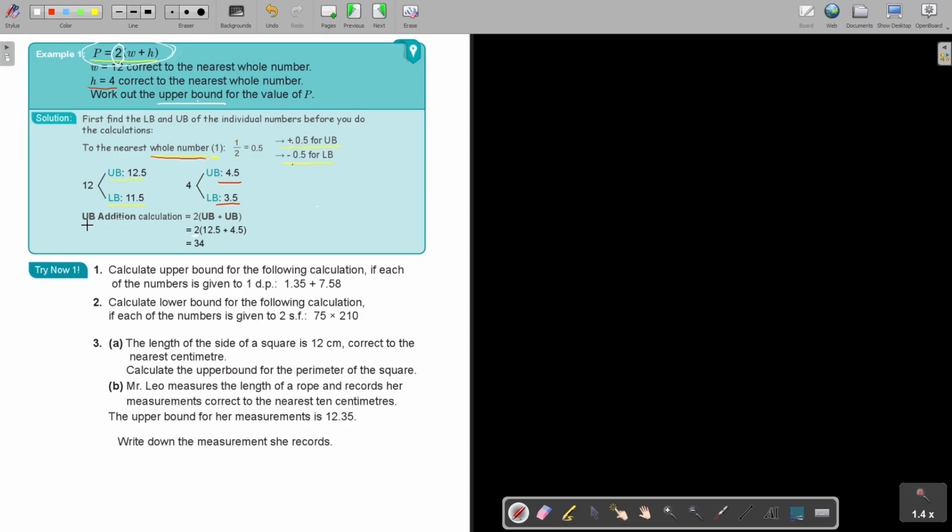If I want the upper, then I just go upper plus upper. It's almost in a parallel movement. Do you see that? So I will just say 12.5 plus 4.5, the two uppers, and I just multiply it with 2, and I get 34. This is very nice because it's an exact number. If it's not an exact number, leave it unapproximated. That I see from the question papers.